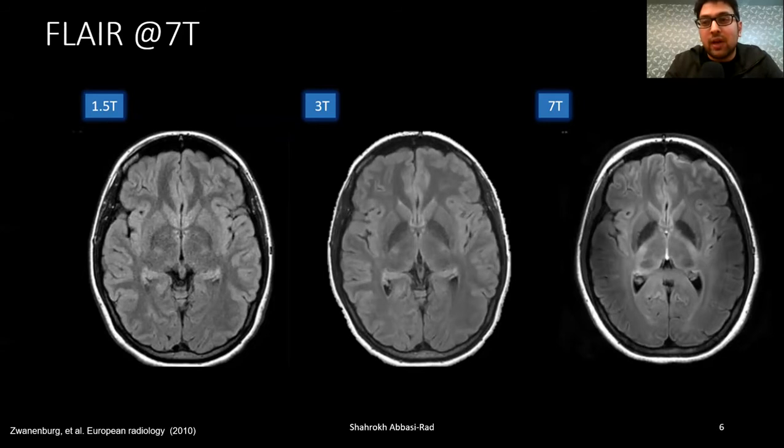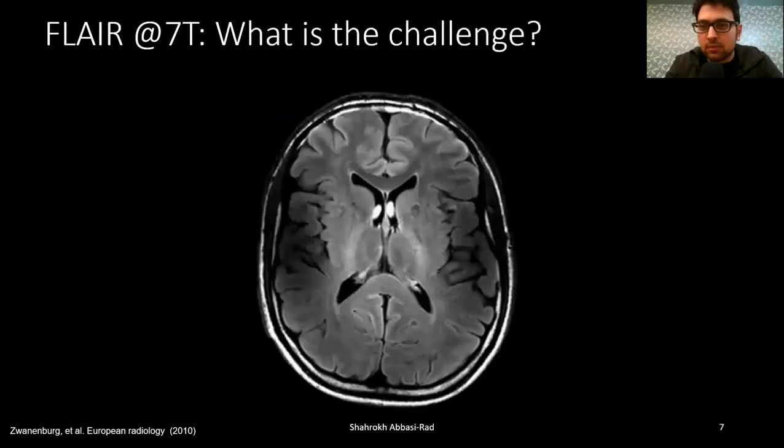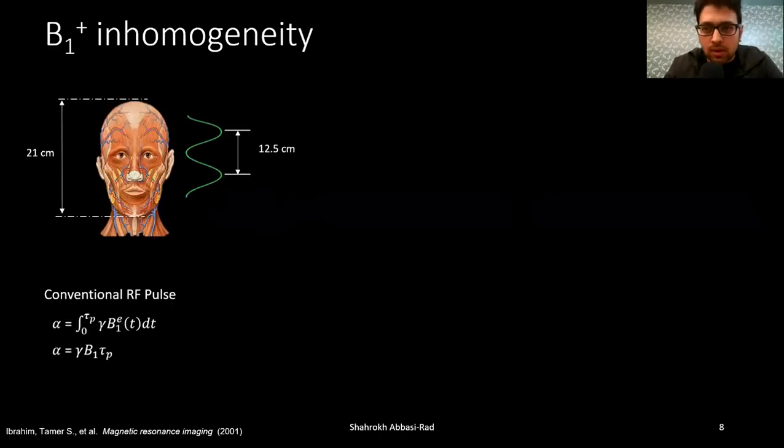No. If you have a 7 Tesla in your center, and if you run this FLAIR sequence and get an image, you will get this image. You have a better SNR. The SNR is improved, but it has low image quality, and you can see significant signal drops at the temporal lobes. But why is that? It's because of B1 inhomogeneity, the most common challenge of ultra-high field imaging.